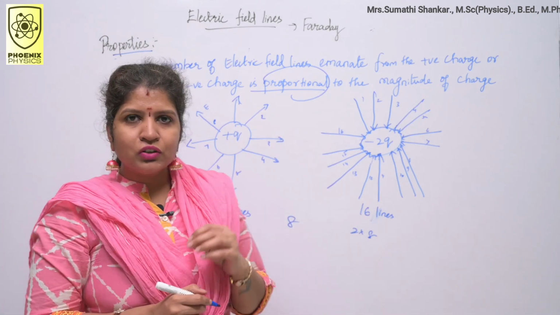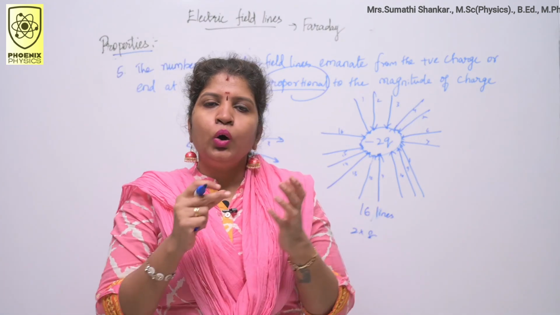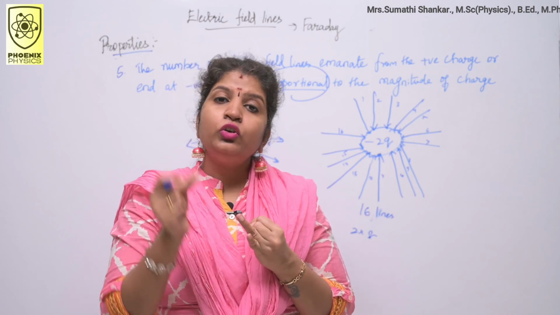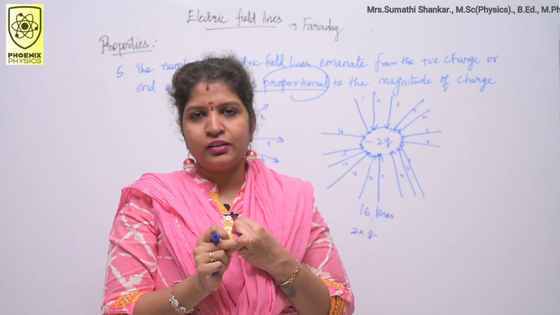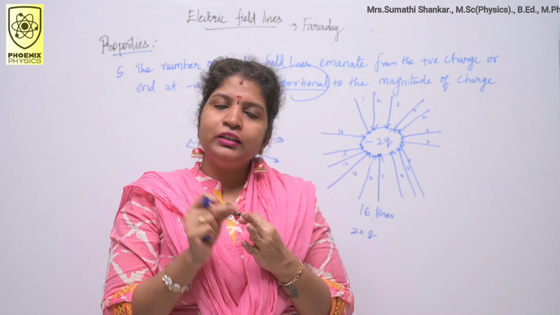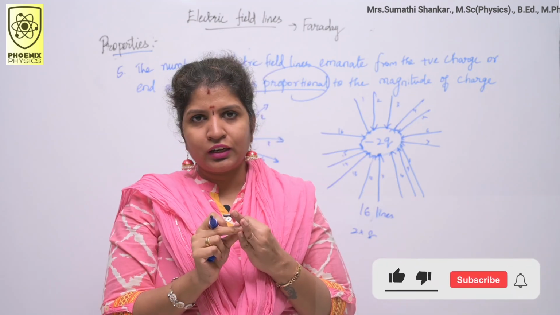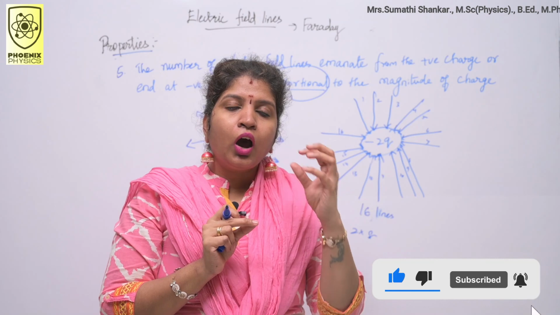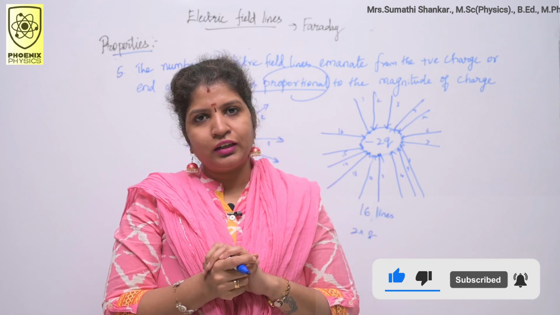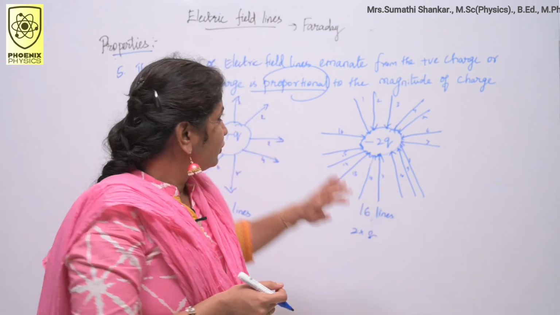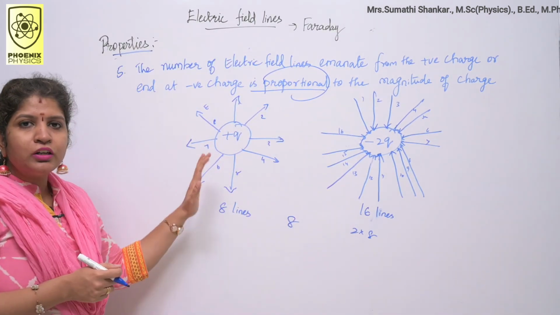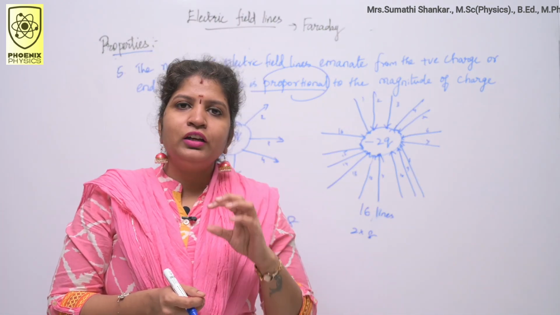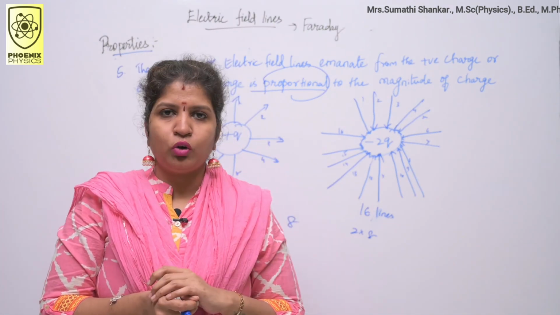So far we have discussed who invented electric field lines, why we need electric field lines, then we studied the definition of electric field lines, then we discussed how to draw electric field lines, and finally we discussed the properties of electric field lines. In these properties we discussed 5 important points.